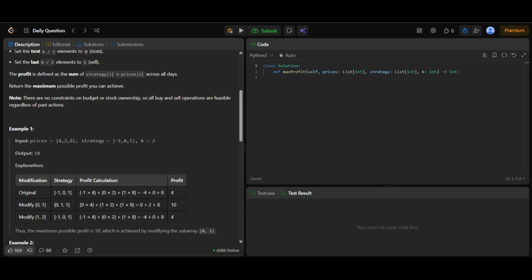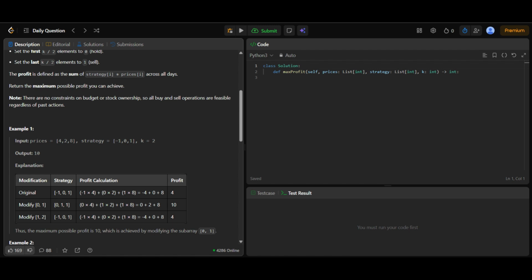Example 1. Let's walk through the example to understand how the modification works. The input is prices equals array of 4, 2, 8. Strategy equals array of -1, 0, 1. K equals 2. First, let's calculate the profit using the original strategy. We multiply each strategy value with the corresponding price. That gives us -1 times 4 equals -4, 0 times 2 equals 0, 1 times 8 equals 8. So the total profit is 4.